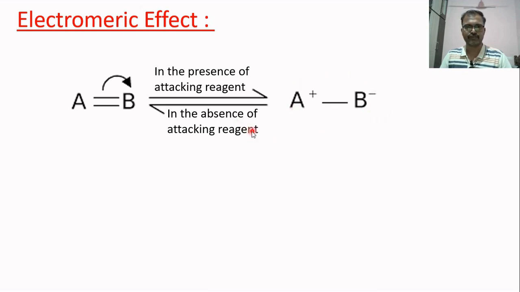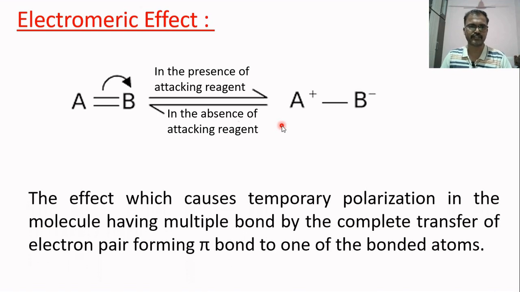If you remove the attacking reagent, this species will get converted back into a neutral molecule. That means this effect is temporary. It operates only in the presence of the attacking reagent. This effect is called the electromeric effect. That means the effect which causes temporary polarization in a molecule having a multiple bond by the complete transfer of the electron pair forming the pi bond to one of the bonded atoms is called the electromeric effect.